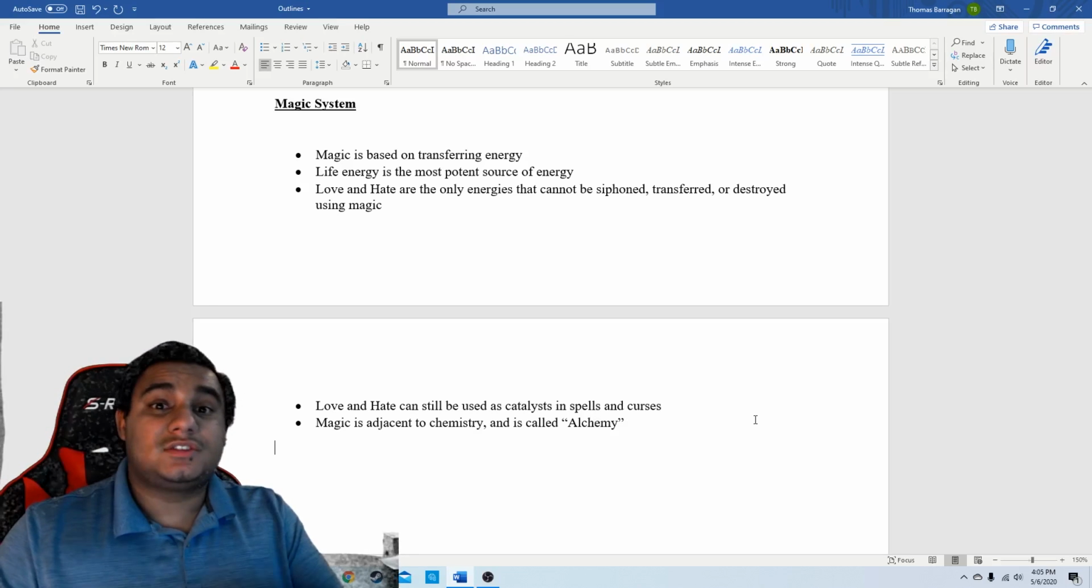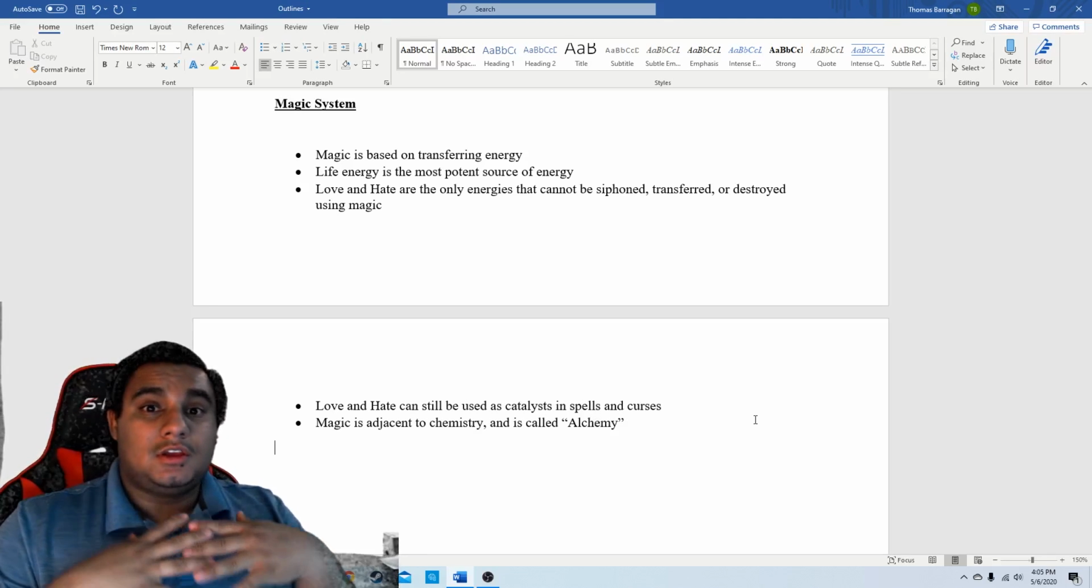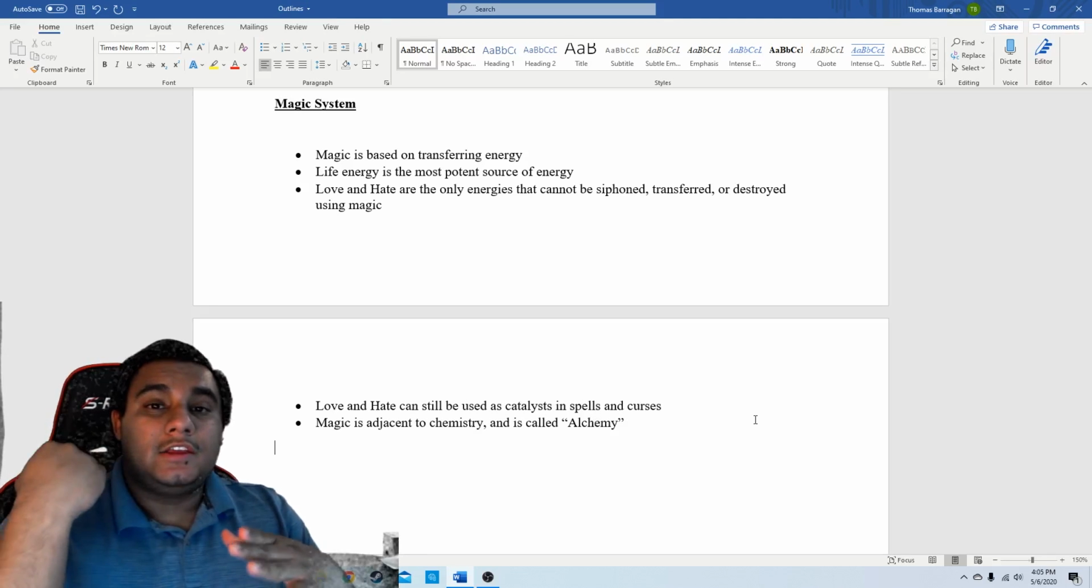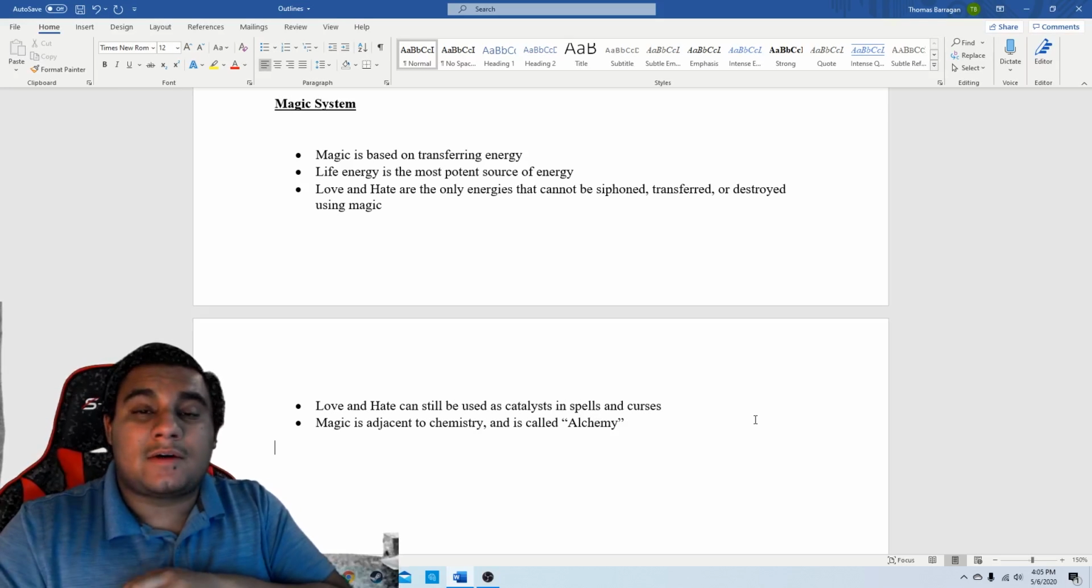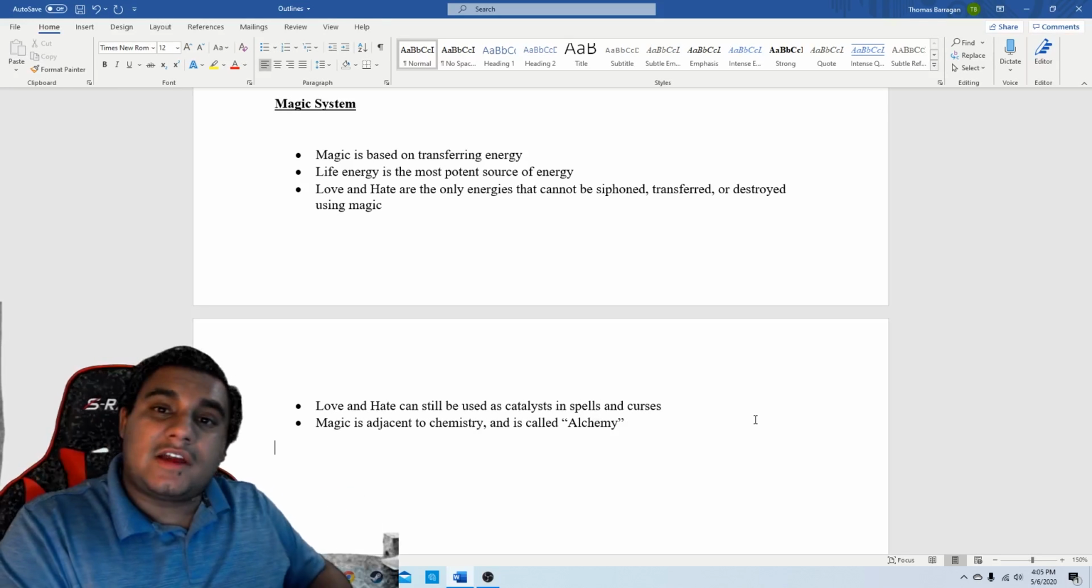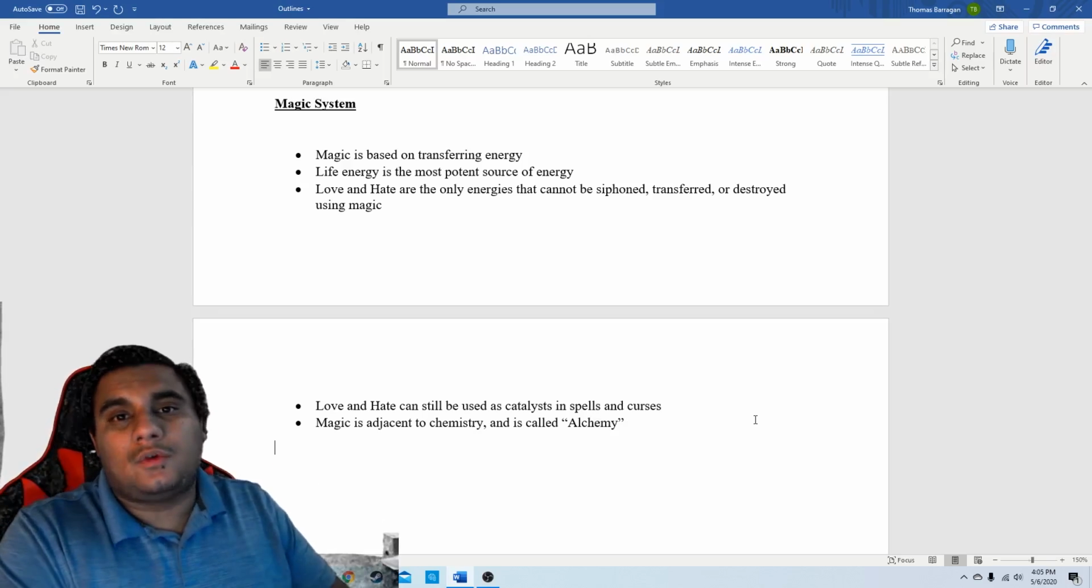But if you are writing a story in which there is a magic system, you're going to want to make sure that you have it on your outline documents, so that way as you're writing the story, you can look back to your outline documents and make sure you're not breaking any of your own rules.